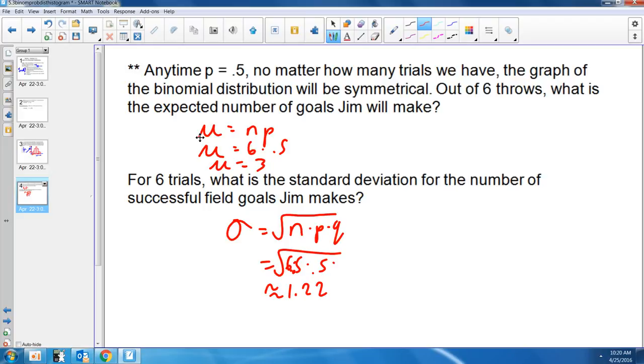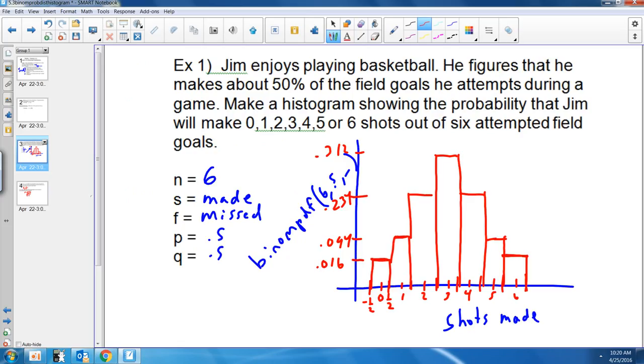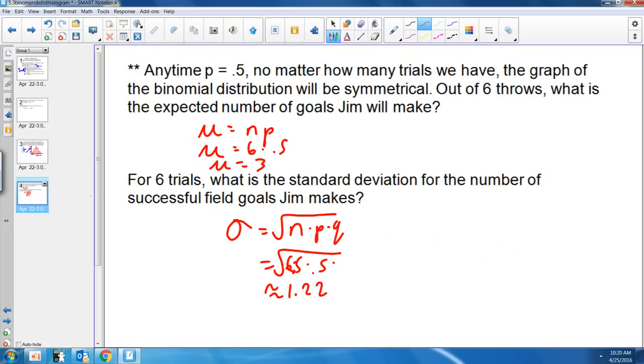Okay, going back to here, remember what 3 means. 3 means the probability of getting 3 out of 6 in any order. The next question that I have is something that's a little bit harder.